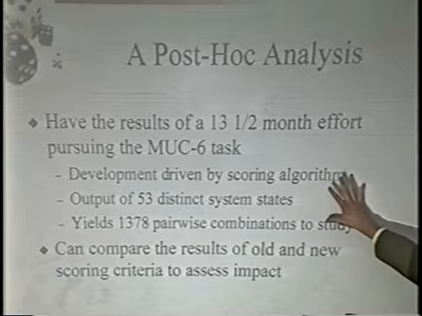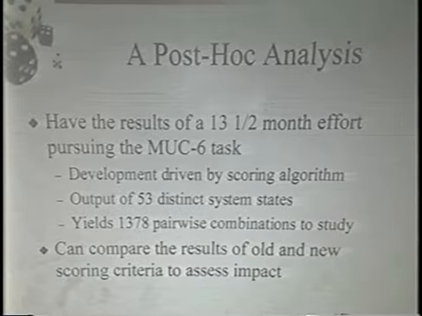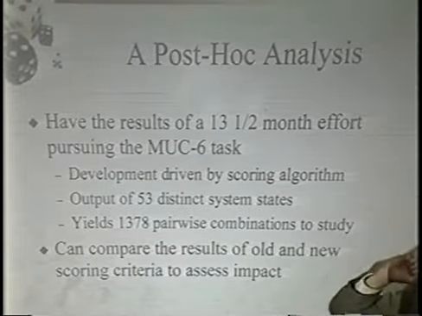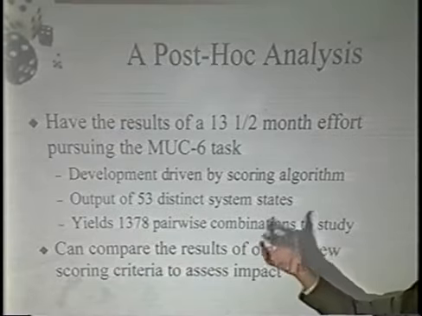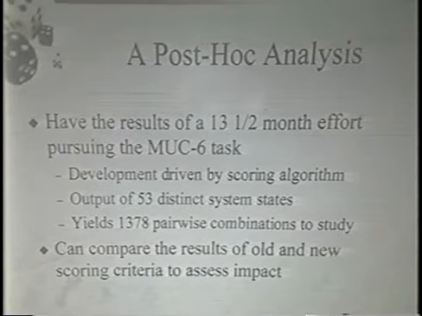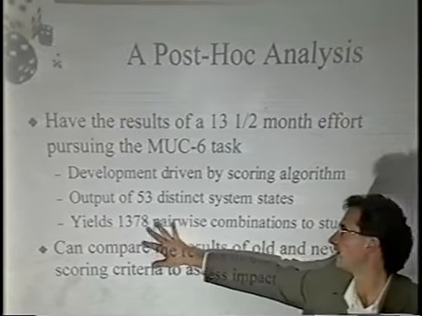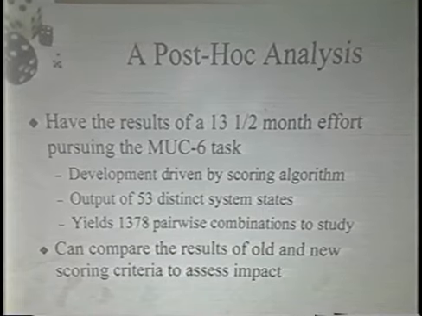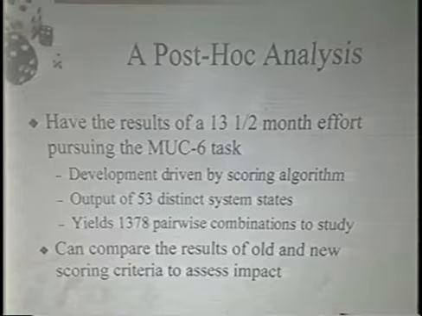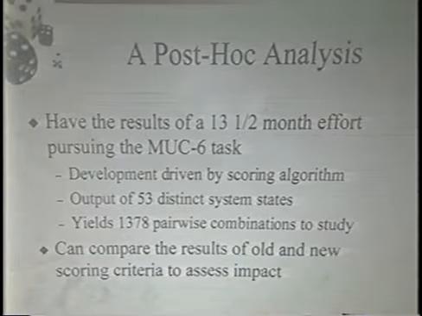So we actually have the benchmark output, checkpointed output, for 53 distinct system states during the process of doing this. And if you compare every pairwise combination of those system states, a before and an after state, you have a lot of data to look at, 1,378 pairs of systems, where you can compare what the scoring algorithm that was used in MUC told you happened between those two system states, and what the new, better scoring criteria tells you happened. Okay. So I'll call them old and new scores respectively.